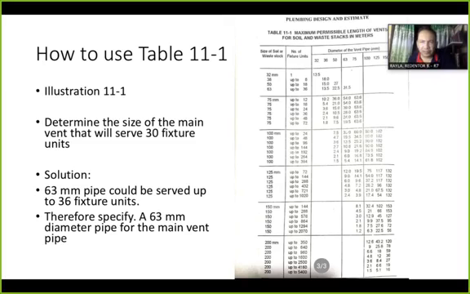Or here, you have also up to 36. So the diameter of the stack is 63 mm. Pipe could serve up to 36 fixture units. Therefore, specify 63 mm diameter pipe here. Okay, that's how to use the table provided.